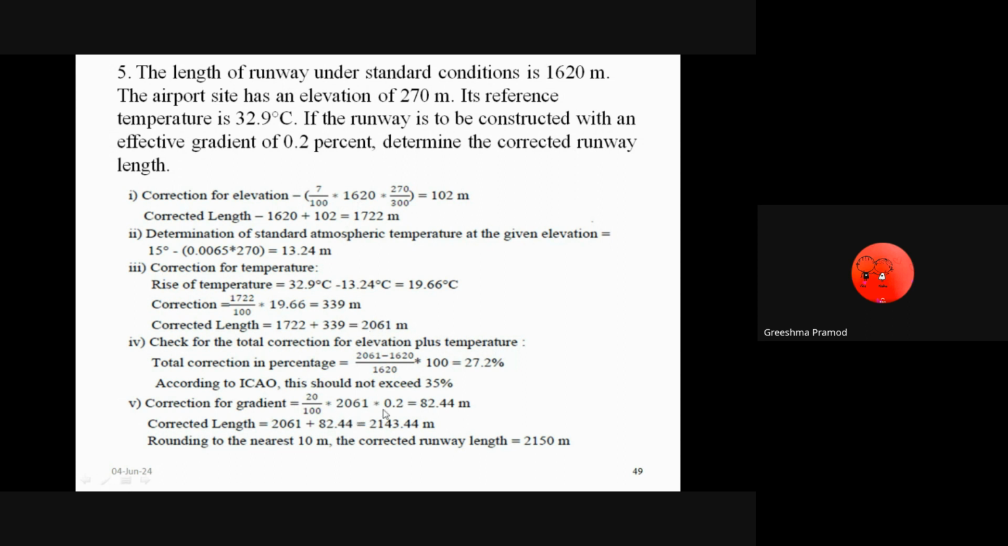for temperature into the effective gradient will give you the value of a corrected runway length. ആ temperature value also നമ്മൾ add ചെയ്യുക and round off to the nearest 10 meter, you will get the corrected runway length. Okay, ഇവിടെ നമുക്ക് 2143 കിട്ടി, നമ്മൾ round off ചെയ്തു 2150 meter. Okay, so this is the corrected runway length.